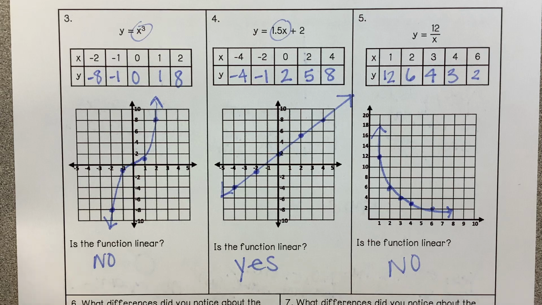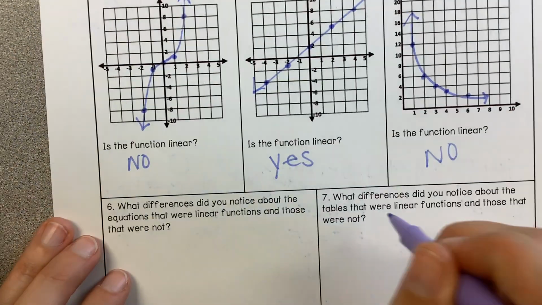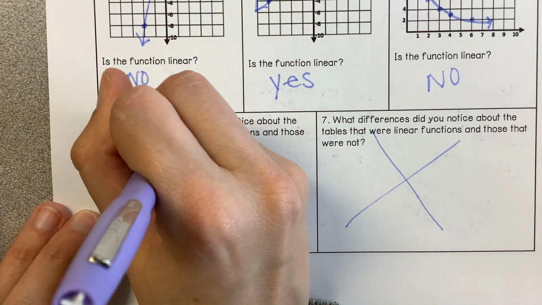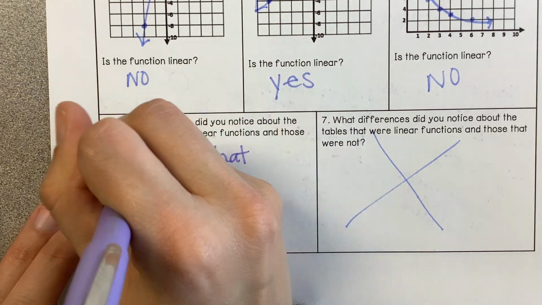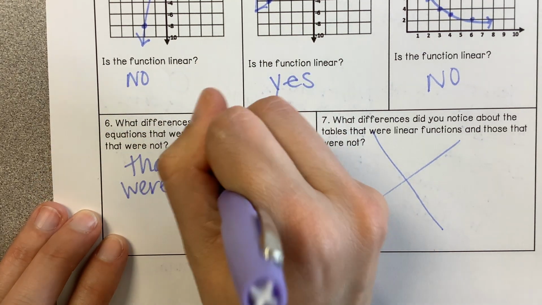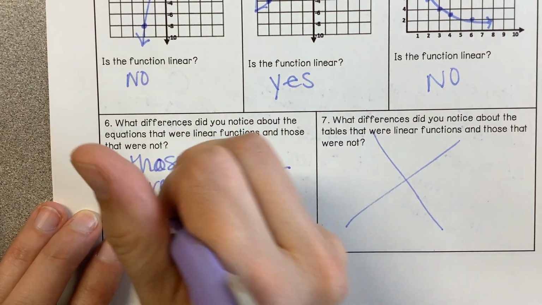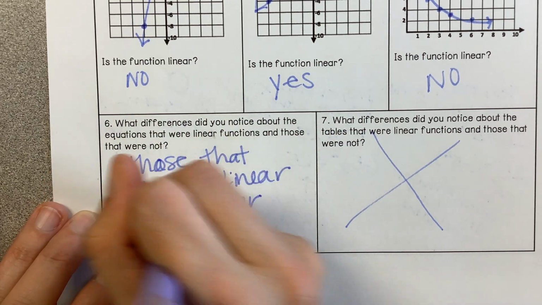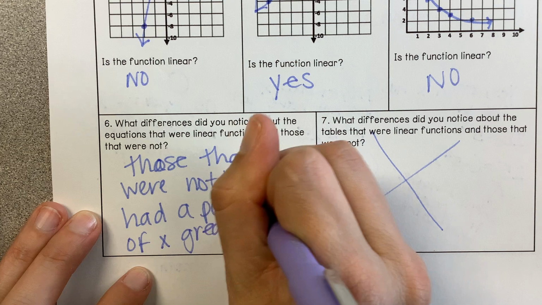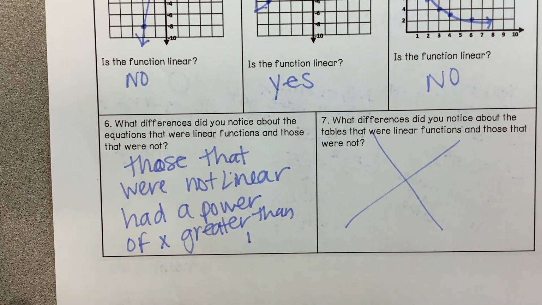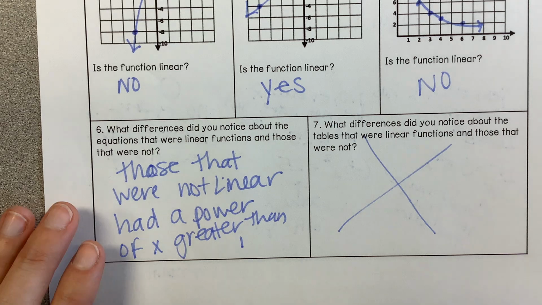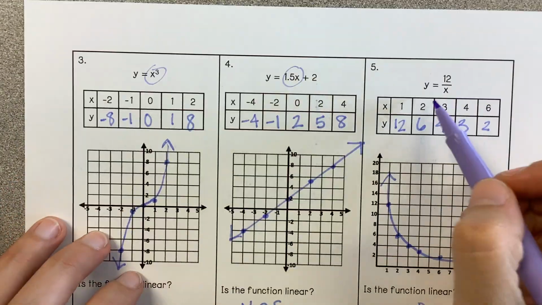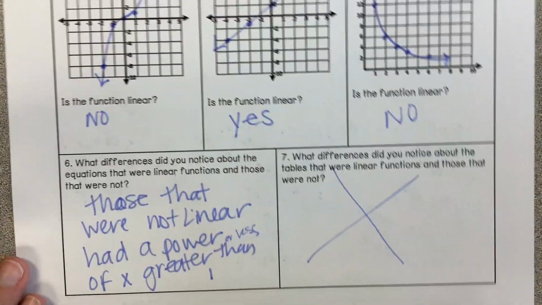So the biggest difference that we notice, these are kind of the same thing, so we're just going to look at 6, is that those that were not linear had a power of x greater than 1. Or not even necessarily greater. Greater or less, we probably should say. Because that one kind of does have it less. And that is it.